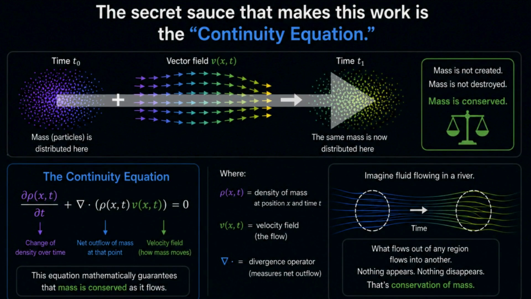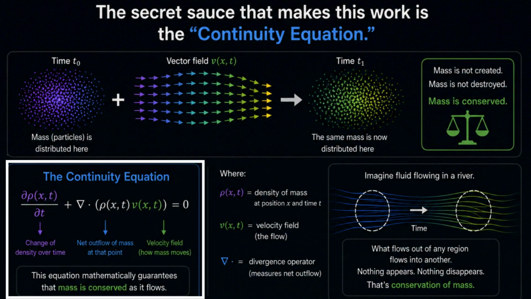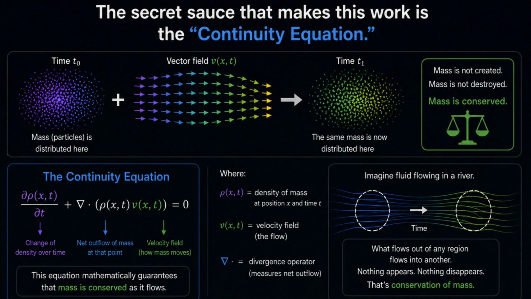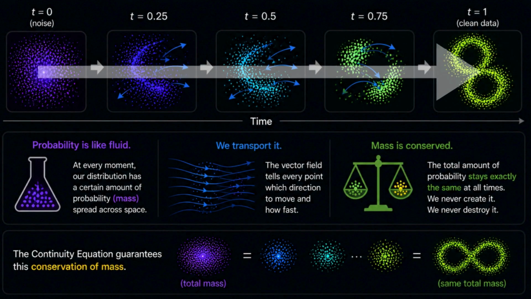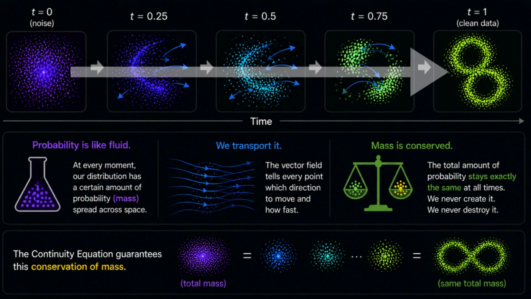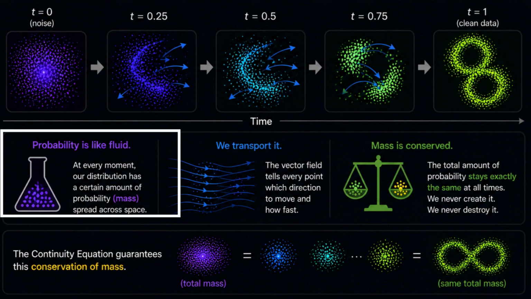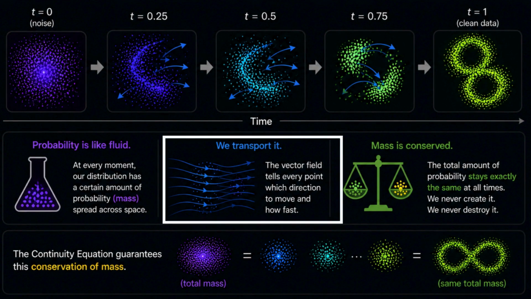The secret sauce that makes this work is the continuity equation. It's a principle borrowed from physics that ensures conservation of mass. It basically says that as we move our distribution from noise to clean data, we aren't losing or creating any probability out of thin air. We are simply transporting it.